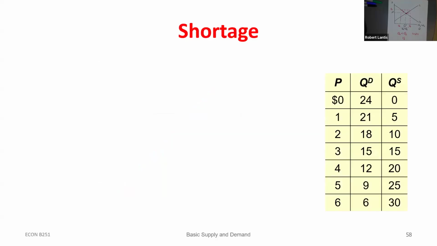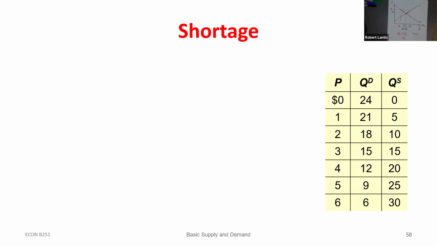Well, I said there's going to be this other term, not surplus, but shortage. So let's think about it again. I've got the same supply and demand schedule. The equilibrium price and quantity we said was what? 3 and 15. If the price is too low, what's going to happen if we move from that equilibrium point to a lower price? Quantity demanded is going to go up.